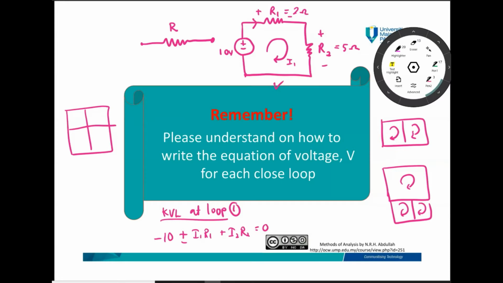And then from here, you can find the currents. I1 is the I that you have to find. So R1 plus R2 times I1 equal to 10. I1 is equal to 10 over R1 plus R2, which is 2 plus 5. So 10 over 7. So you can calculate by using the calculator.